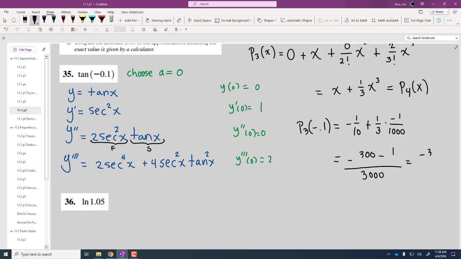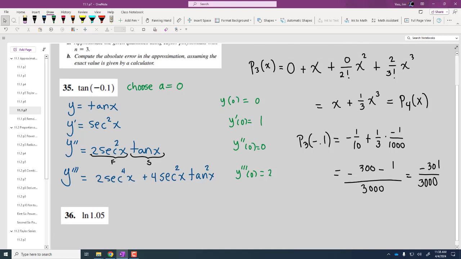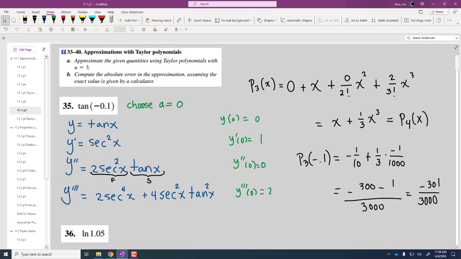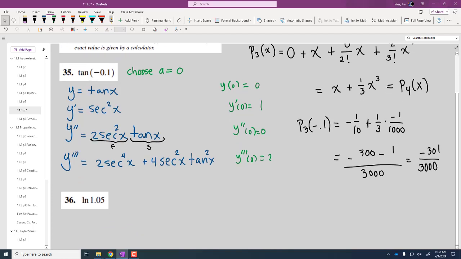Is everyone tracking? Does that all look good? Why is it 1/3 instead of 1 over 3 factorial? I canceled the numerator 2. Oh, okay. So it's 2 over 6 right there, so that I reduced to 1/3. Multiply that by 300 over 300. So there is our approximation.